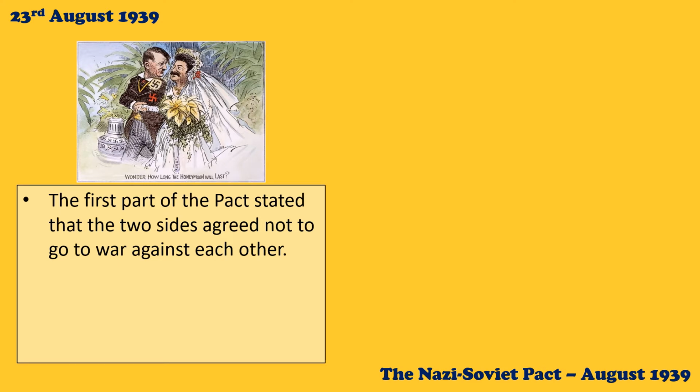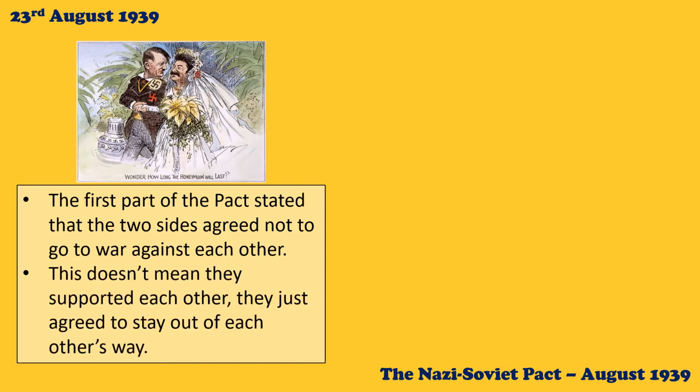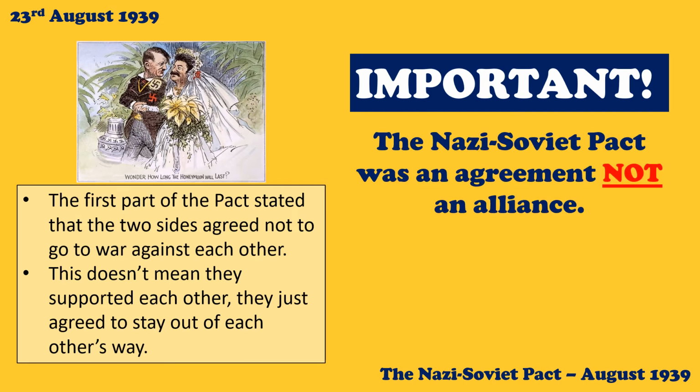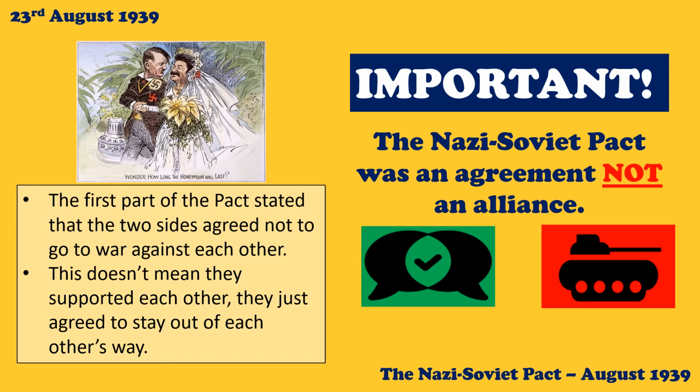There were two key parts to the Nazi-Soviet Pact. The first part of the pact stated that Germany and the Soviet Union would not go to war against each other. Now, this doesn't mean that they supported each other. Essentially, it just means that they agreed to stay out of each other's way. And this is really important for us to be aware of. The Nazi-Soviet Pact was an agreement and not an alliance. So this isn't Hitler and Stalin, Ribbentrop and Molotov. This isn't these two countries joining together and saying, let's support each other in war.